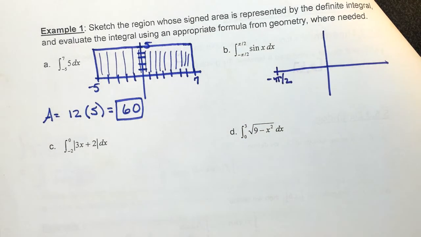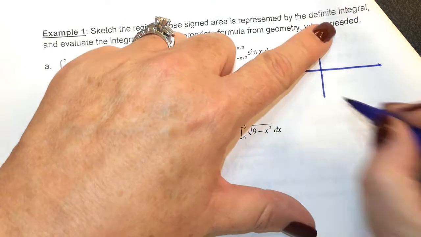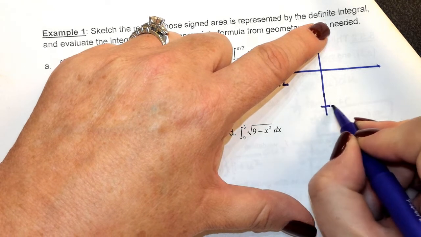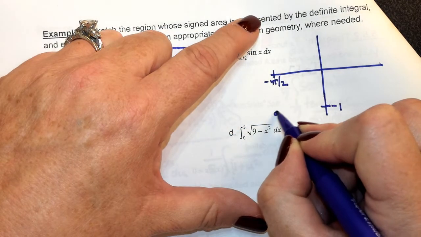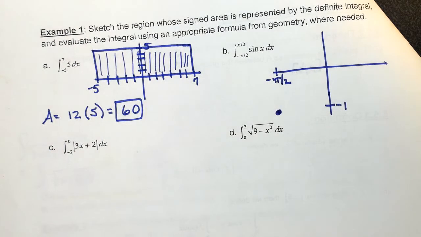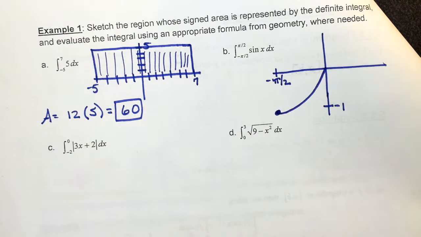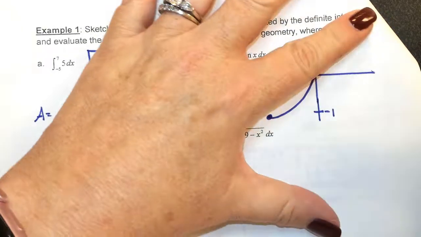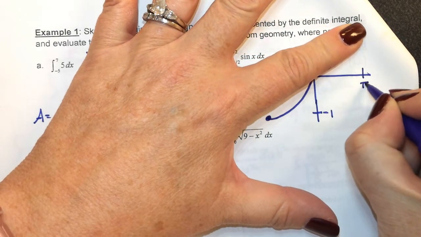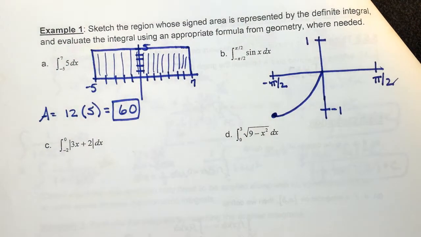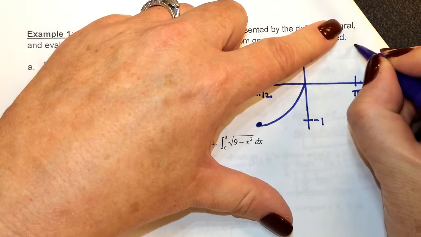Well, what is the sine of negative pi over 2? The sine of negative pi over 2 is what? Negative 1. So at negative pi over 2, think about what the graph of sine of x looks like. This would be your minimum, goes back up to 0. Then at pi over 2, what's the sine of pi over 2? The sine of pi over 2 is 1.